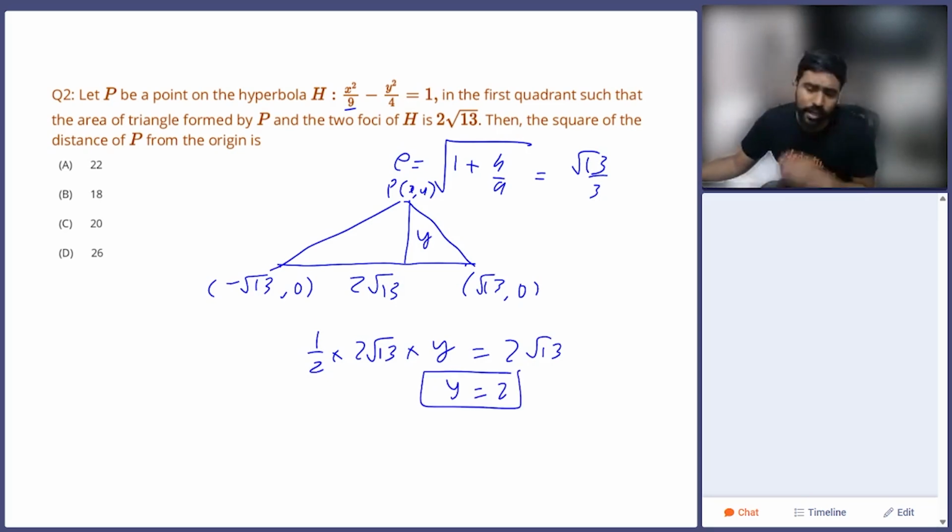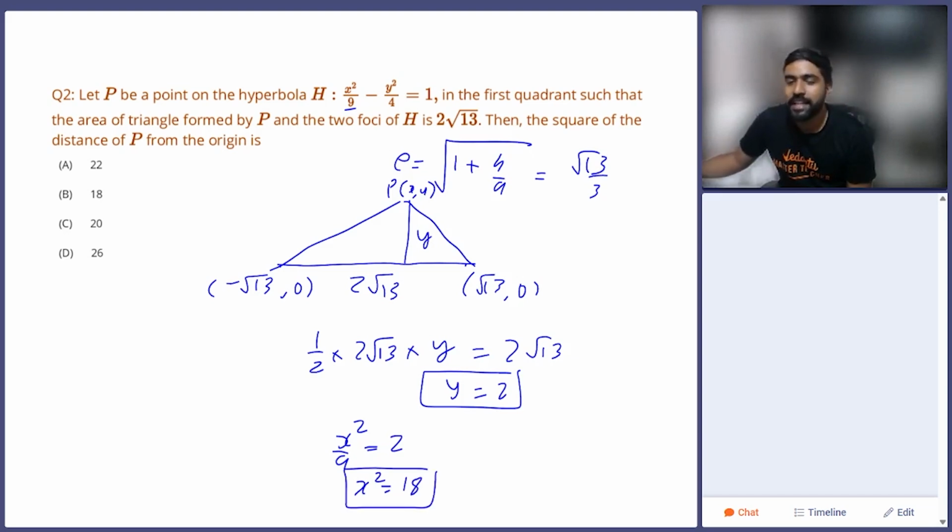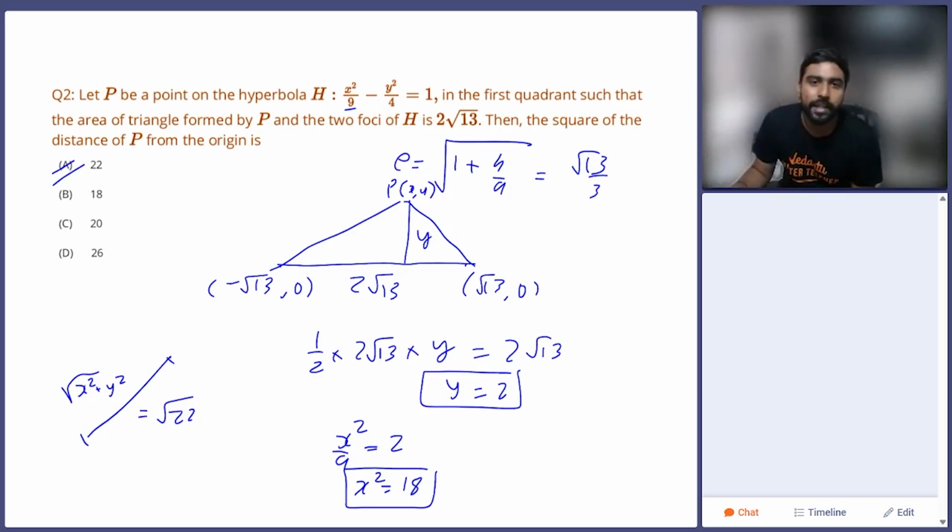This is given to you as 2 root 13, gives you y equals 2. If you have gotten the value of y as equal to 2, substitute y equal to 2 into your hyperbola, and that gives you x square upon 9 plus 1 equals 1, that gives you x square equals 18. So what is the distance of the point from origin over here? This is root of x square plus y square. That's root of 18 plus 4, which is equal to root 22. Square of the distance, so that's root 22 square. That's 22 will be the answer for this question. Plain and simple, basic manipulation question.